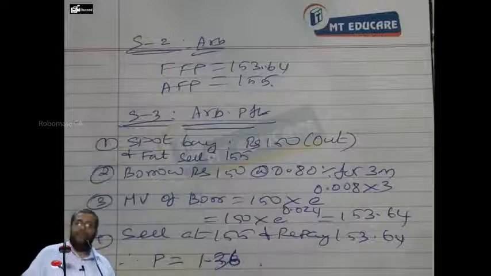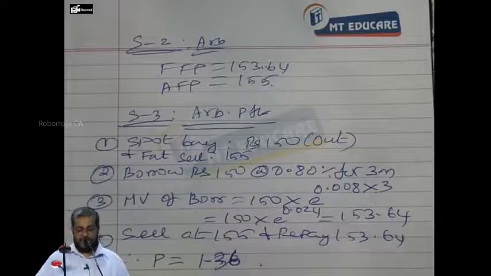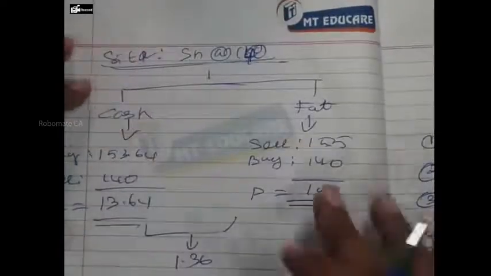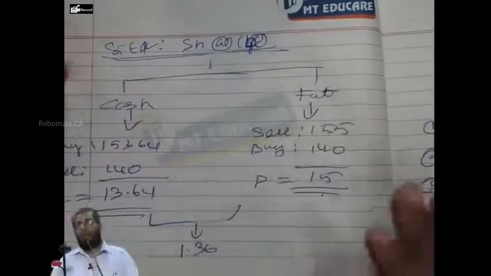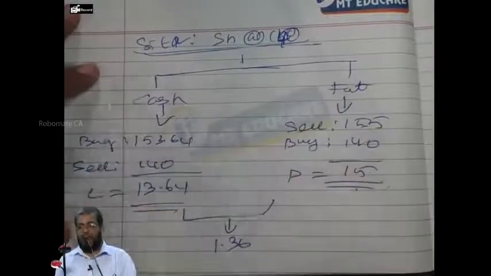Can I start or not? Now, point number 2, 3 or 4? Point 4. Situation A: share at 140. Underline that.